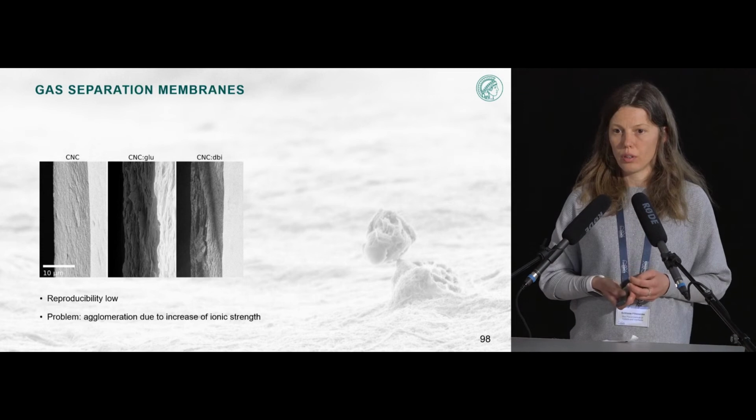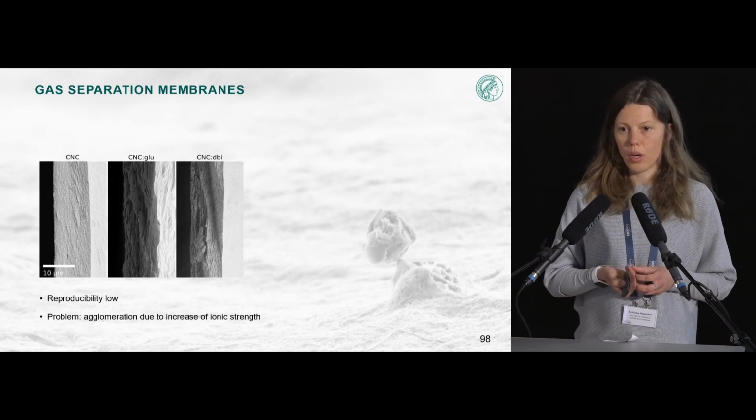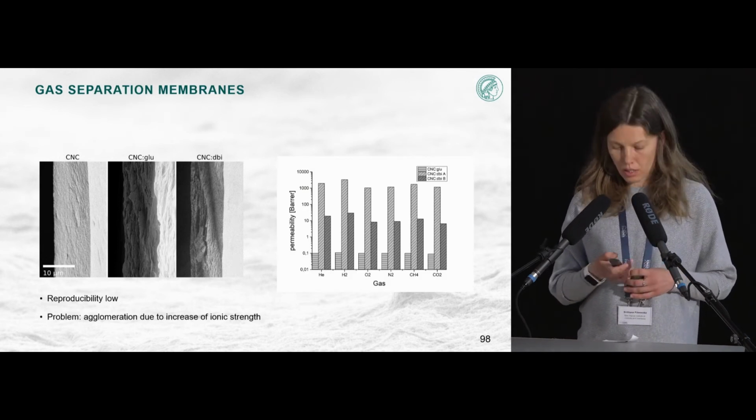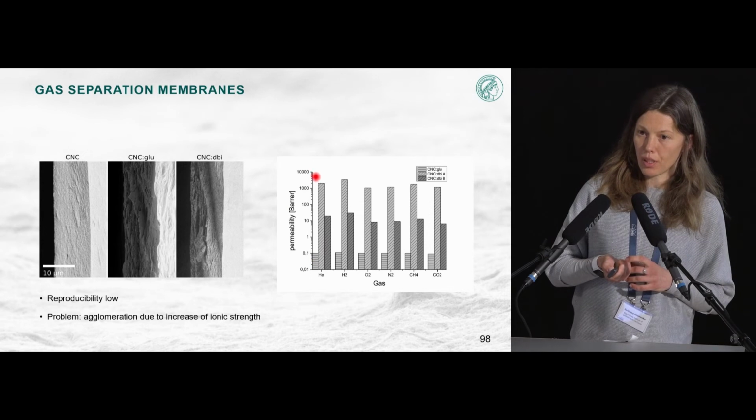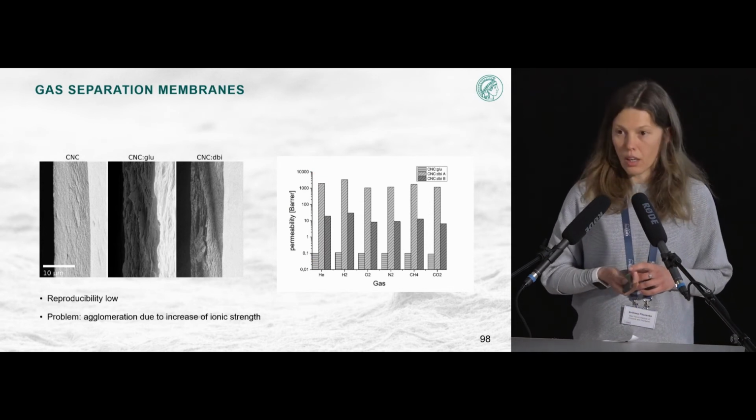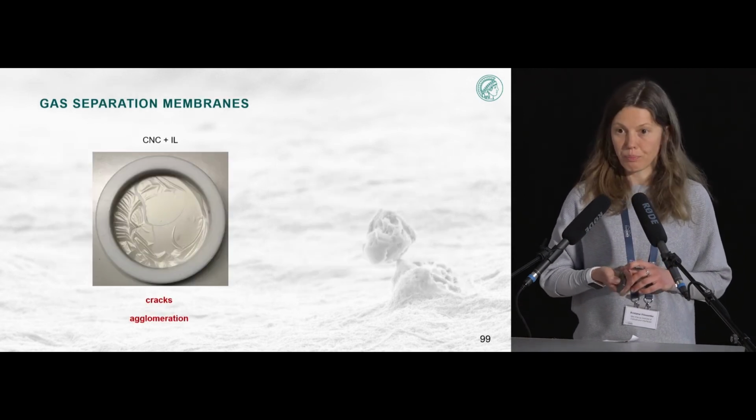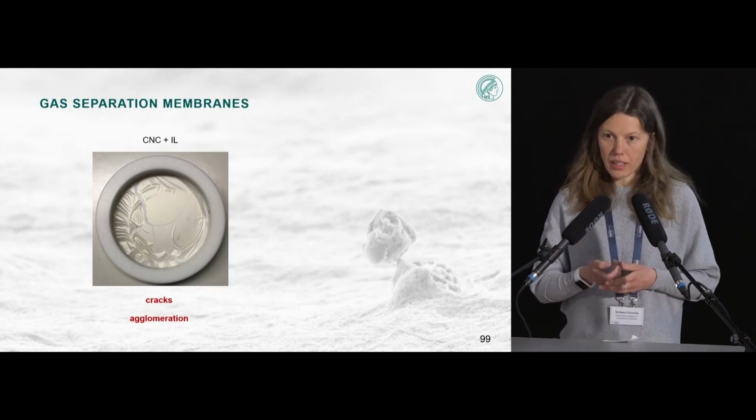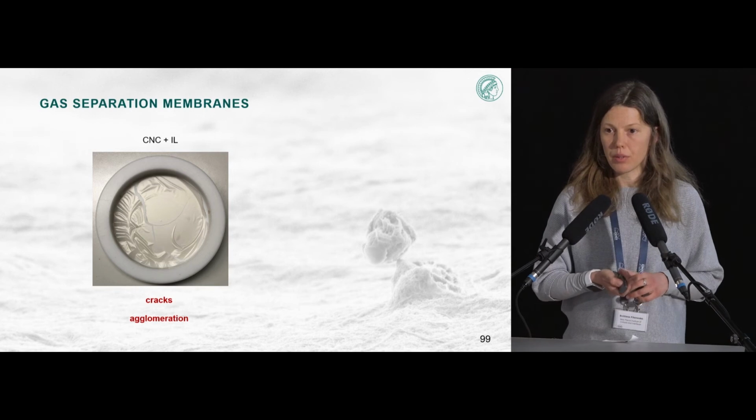When it's put together with the charged CNC, we change the ionic strength of solution. So we have agglomeration, we have increase due to the increase of ionic strength and low reproducibility of the results. So you see, it shows here, so the permeability of some membranes just jumped, of some not. And the difference between the gases separation is not that vivid. So how to avoid this? Dragons, and troubles with preparing the membranes of CNC with ionic liquids.